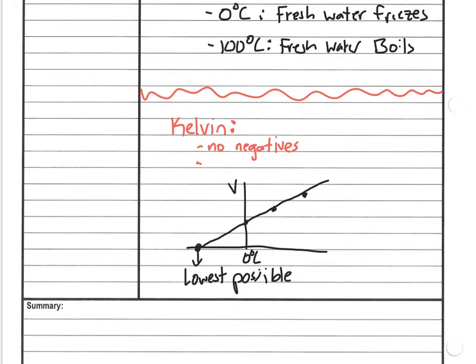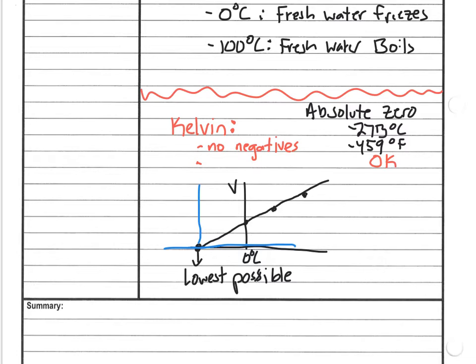The lowest possible temperature is called absolute 0. In Celsius, it's negative 273. In Fahrenheit, it's negative 459, which is really stinking cold if you think about it. And they said, you know what, let's make that 0. And so what they did was they said, okay, I'm just going to take my axes here and just move them over so that 0 is right there.